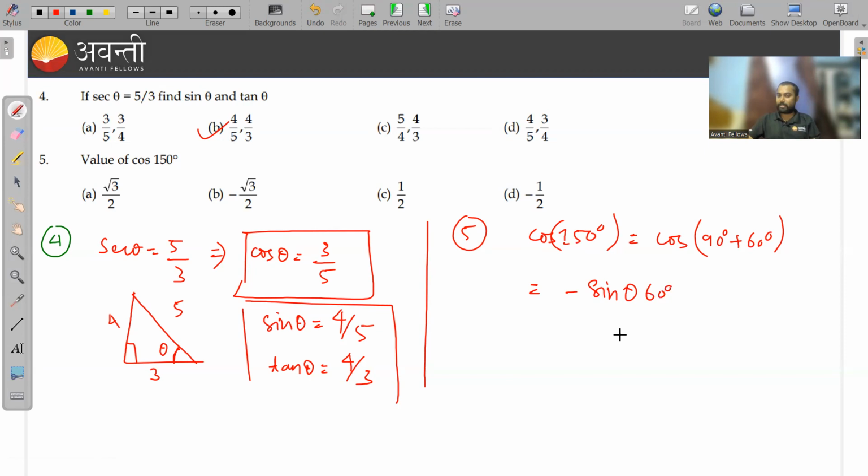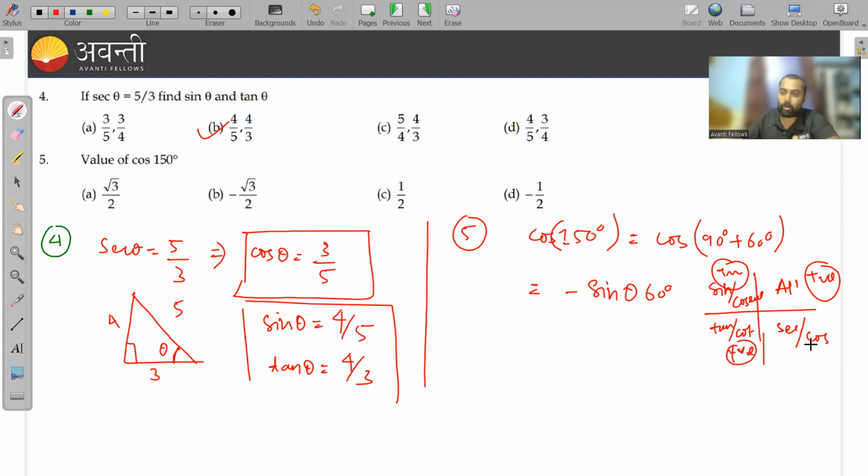So cos of 90 plus theta is minus sine of 60, because in the first quadrant all the trigonometric functions are positive, in the second quadrant sine and cosec are positive, in the third quadrant tan and cot are positive, and in the fourth quadrant sec and cos are positive.